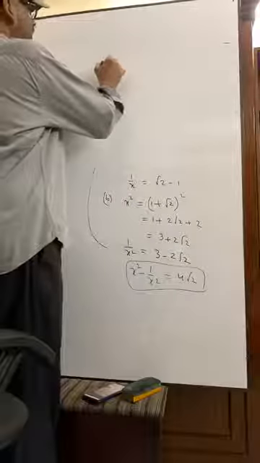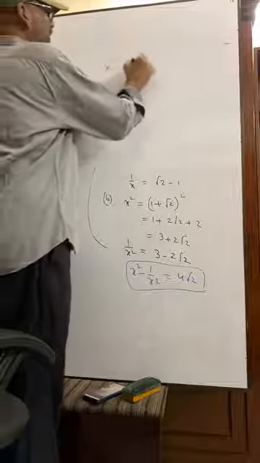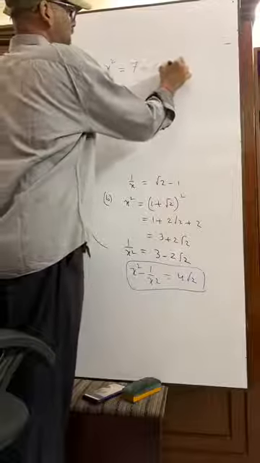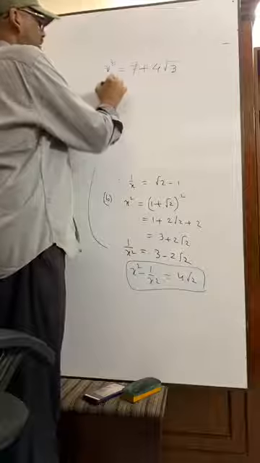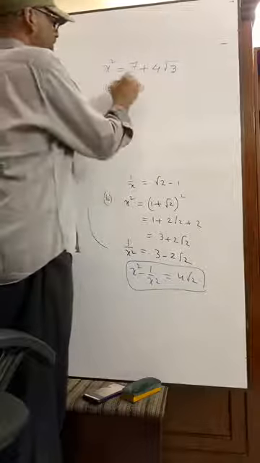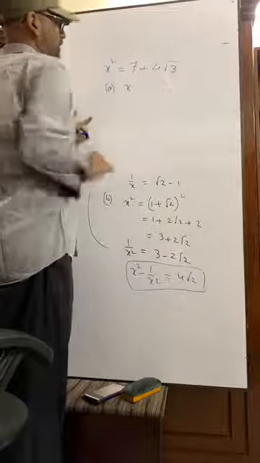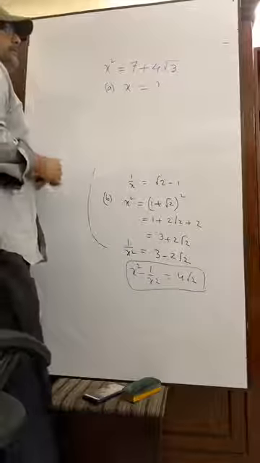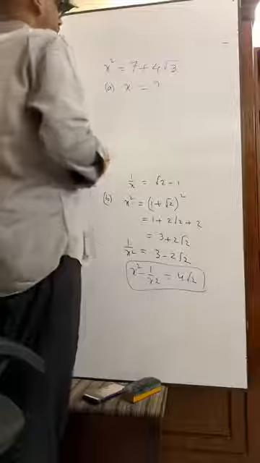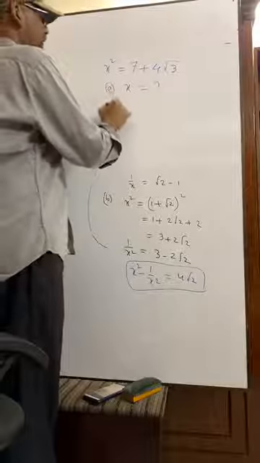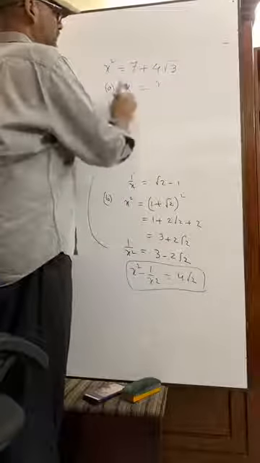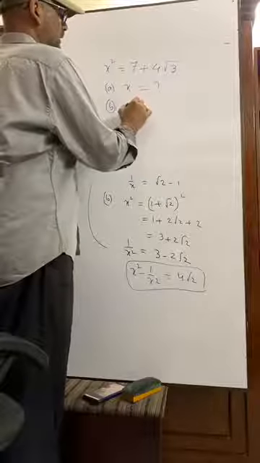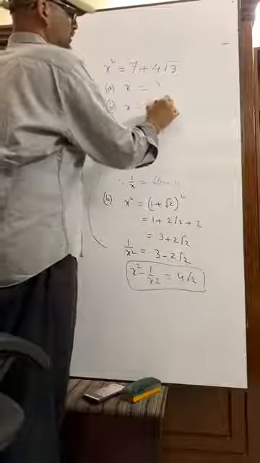Okay, x square equals 7 plus 4 root 3. Question number A: what is the value of x? Can you do it? Number B: what is the value of x minus 1 by x?